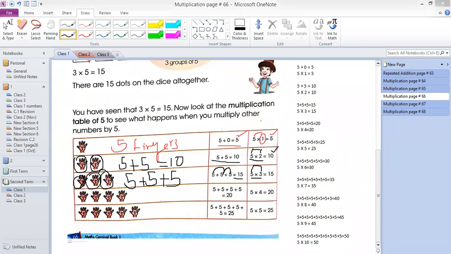1 times 5 is equal to 5. 2 times 5 is equal to 10. And 3 times 5 is equal to 15. Is it clear, guys? Yes, sir, clear.